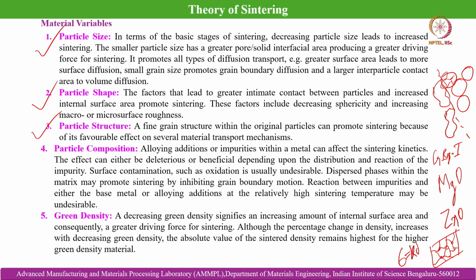which is nothing but sigma is equal to k d to the power minus half, from here we know that if our d, that is grain size, is less, that is finer, we can achieve higher strength in the sintered part.